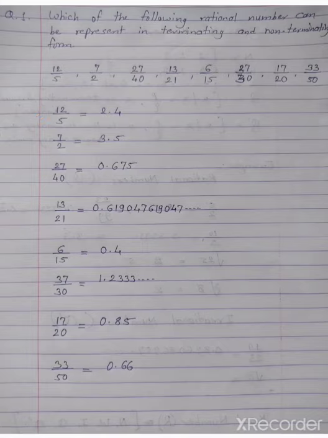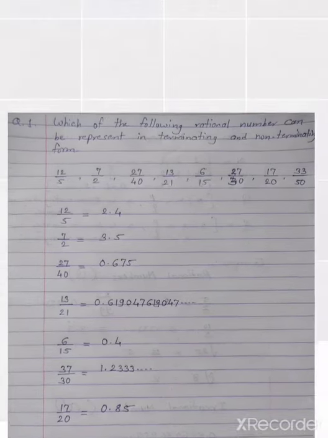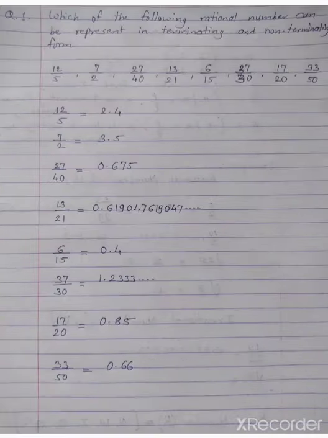Now observe all these decimal forms. Here 2.4, 3.5, 0.675. When 13 is divided by 20, if we solve this, we will get this answer. Then 6 upon 15 is equal to 0.4, and these are the next values. Now observe these decimal values. Some values are terminating and some are non-terminating. We can convert the non-terminating into its recurring form.